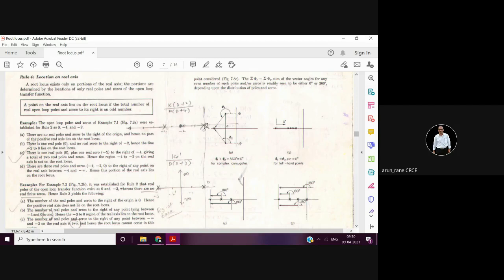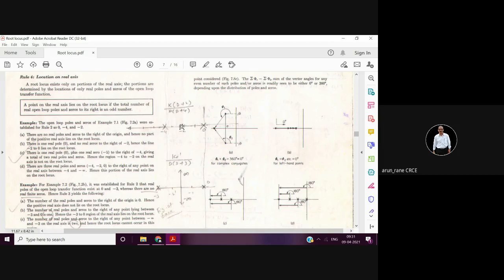So suppose you take this point here, now look at the right. There is one pole, correct? So odd number, one is odd. So that means from here to here there will be root locus. Now suppose you stand at this point. On the right hand side, how many poles are there? One. It's odd. That means between this point and this point there will be root locus.